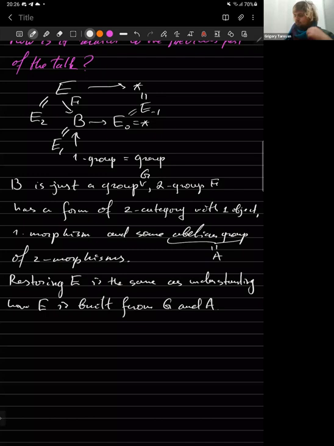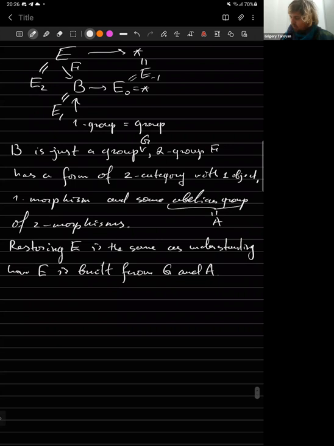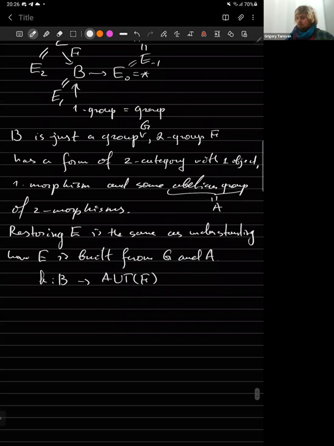So we want to understand basically why a map K from B to this automorphism three-group of the fiber is the same as a cohomology class inside the third cohomology group of G with coefficients in A. That's our goal.